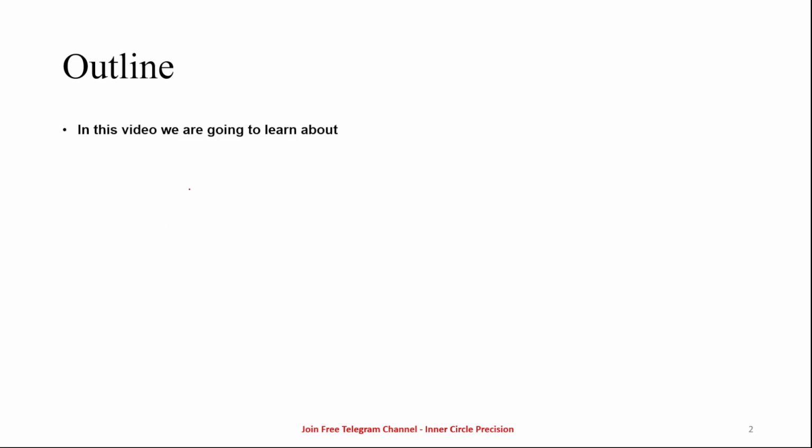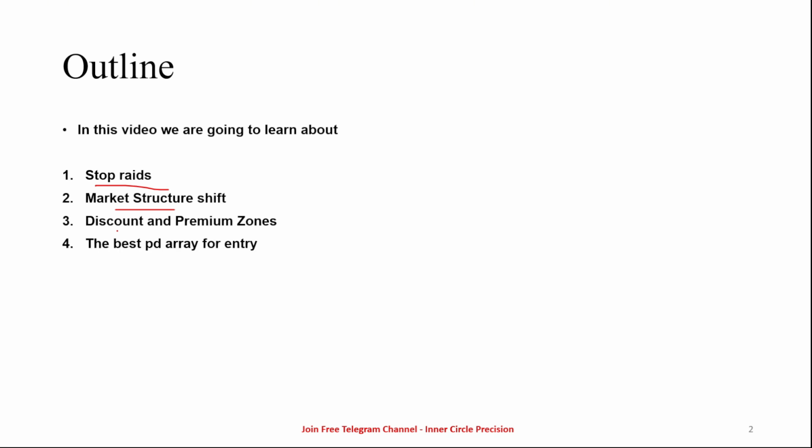Right, so basically, in this video, you're going to learn about stop raids, which is the first step for you to see before you take any action. Then market structure shift, which is the second. Then the third, discount and premium zones, where you are going to take action. Then the best PD array for entry, which is the one that I'm going to show you. And then lastly, the entries, and last but not least, the example of everything that we would have talked about. So basically, this is going to give you a higher probability or a higher chance to make money using this ICT model.